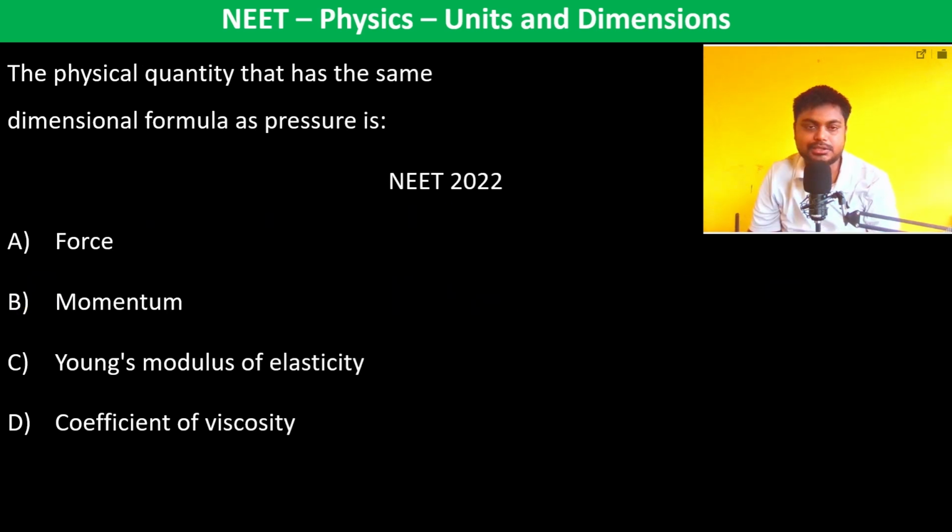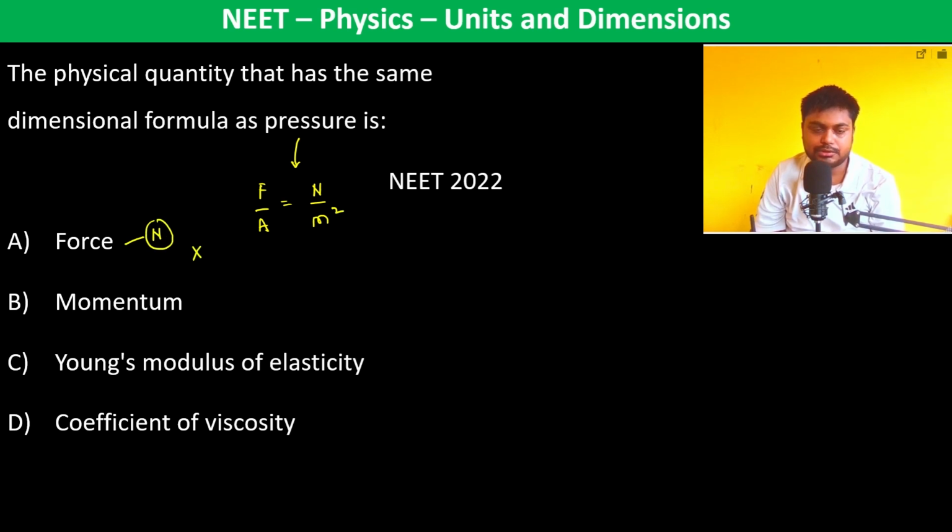Thank you. The same dimensional formula as pressure. So pressure is what? Pressure is force divided by area. So this is Newton per meter square. Now this force is in Newton, so of course this is not the answer. Momentum is kg m s^-1, which is actually Newton second, where Newton is kg m s^-2. This is not the answer.